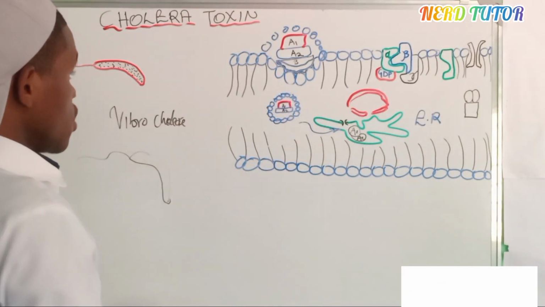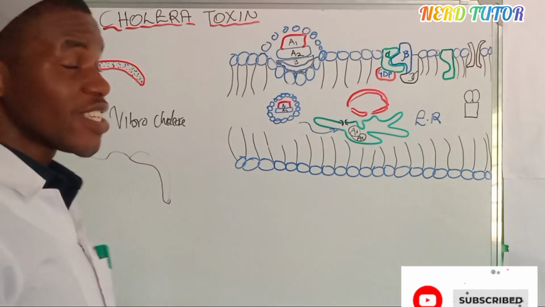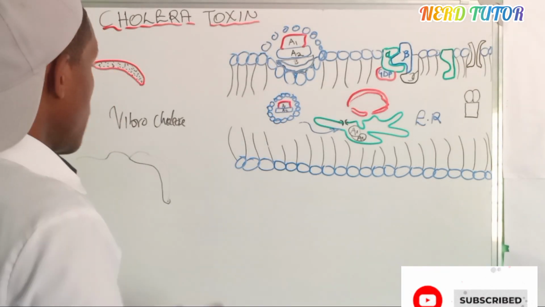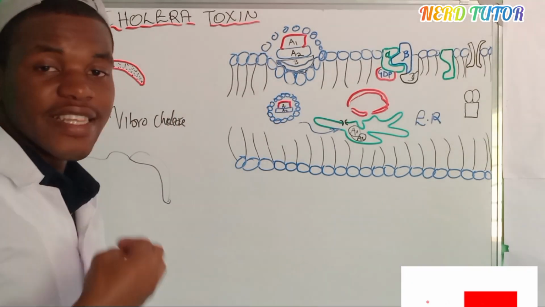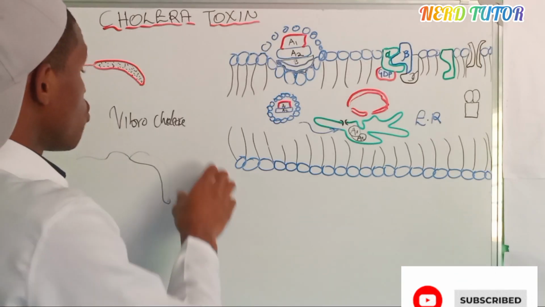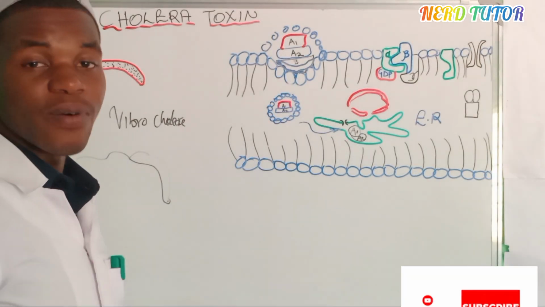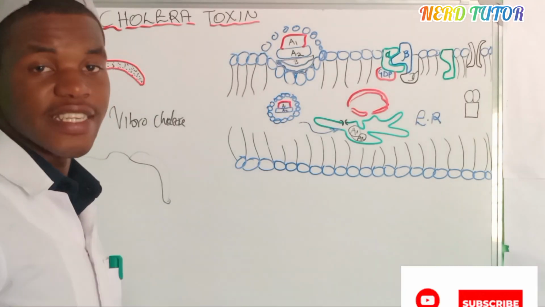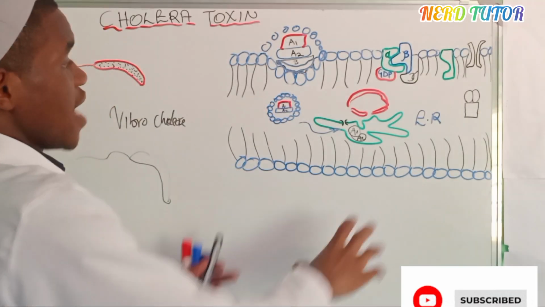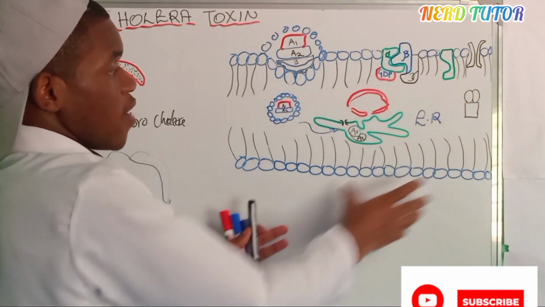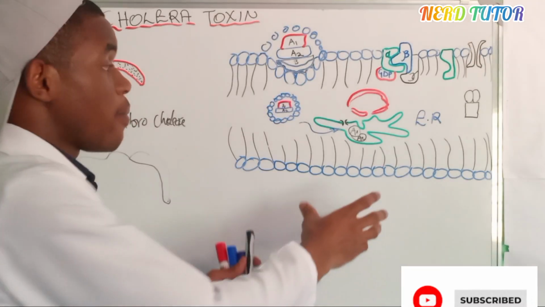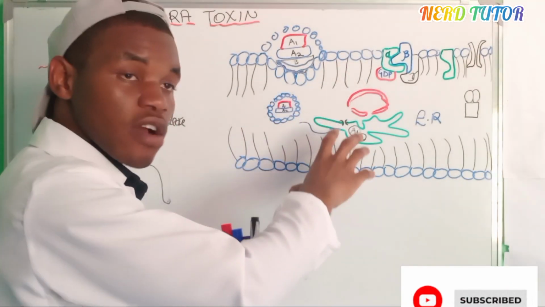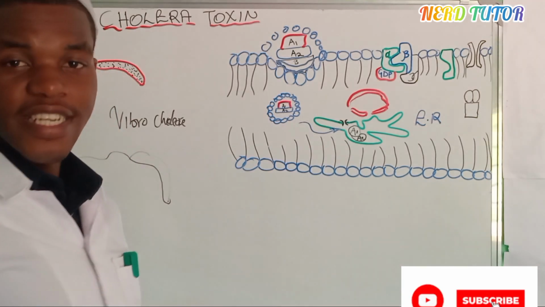Now this cholera toxin affects the small intestine of the body. As you eat contaminated food, they are going to move until they reach the small intestine, specifically the epithelial walls of the small intestine. In short, as I'm talking about this part of the cell, just know that I'm talking about the inside part of the small intestine, the cells which are found there.